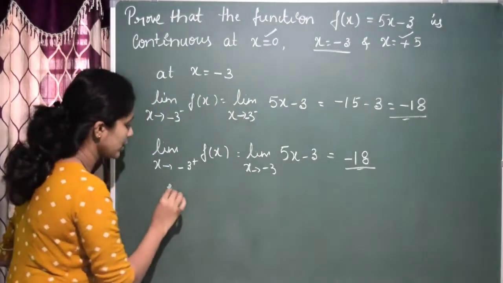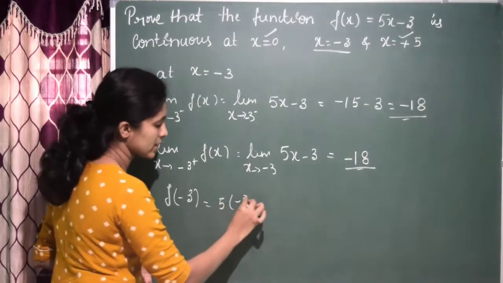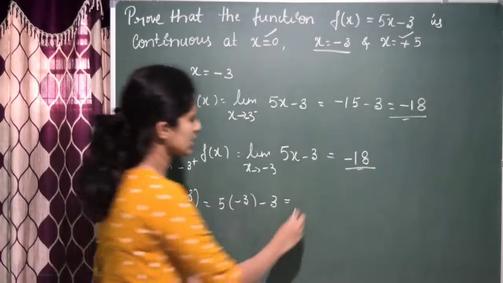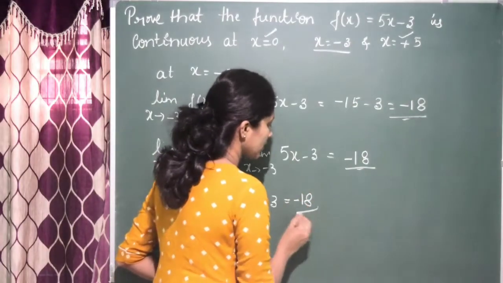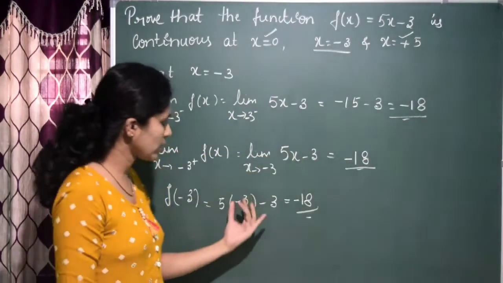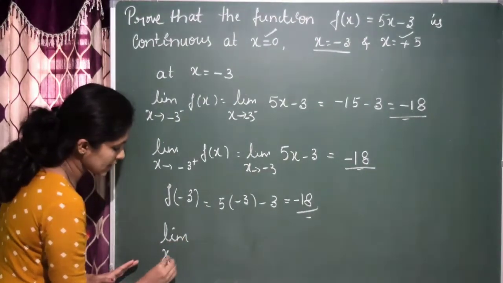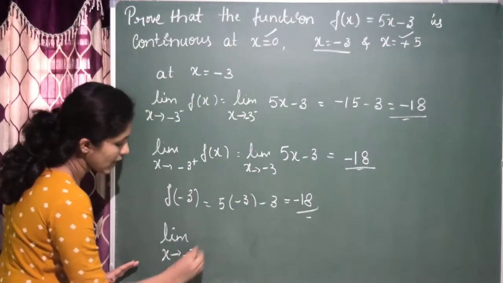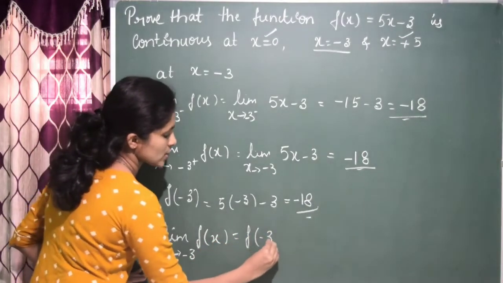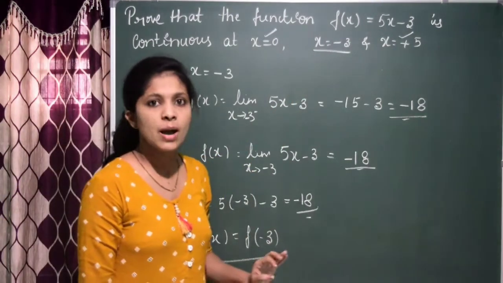Now we will check at the point, f of minus 3. So f of minus 3 is 5 into minus 3 minus 3. So 5 into minus 3 will be minus 15. Minus 3 is equal to minus 18, right? So here we can see the left hand limit is equal to the right hand limit, that is equal to the value. Finally, you have to write limit as x tends to the point minus 3 of f of x is equal to f of minus 3. So by this we can say that the function is continuous at the point x equal to minus 3.